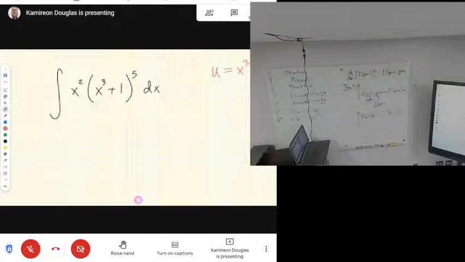Du would equal 3x squared dx. What's the problem? I don't have 3x squared, I just have x squared. Well, now it's time to pull out the algebra brain. I don't want 3x squared dx. I want just x squared dx. How would I get rid of the 3? I could divide both sides by 3.